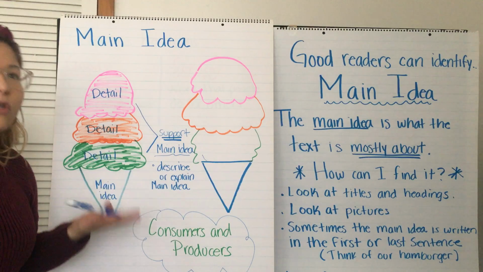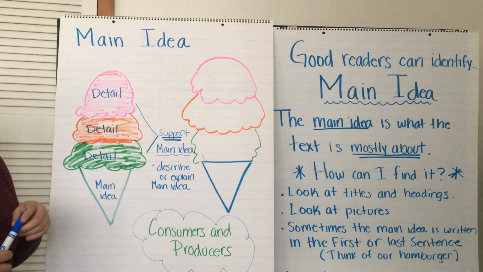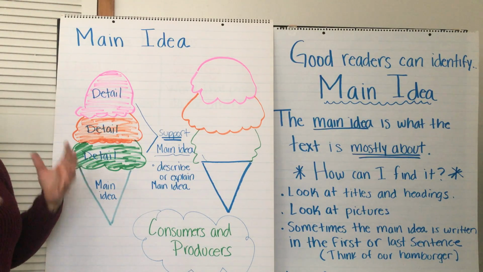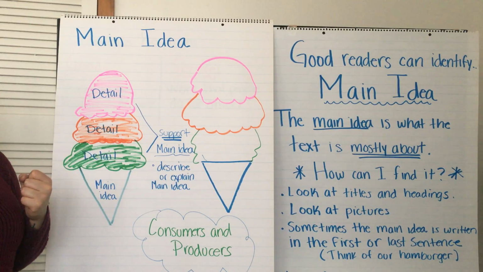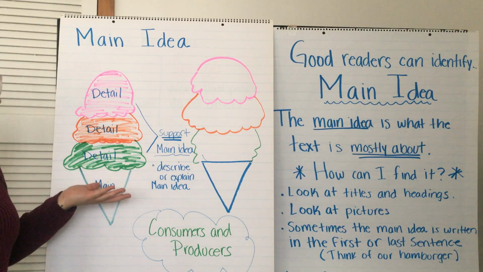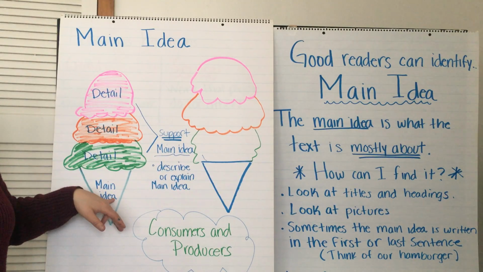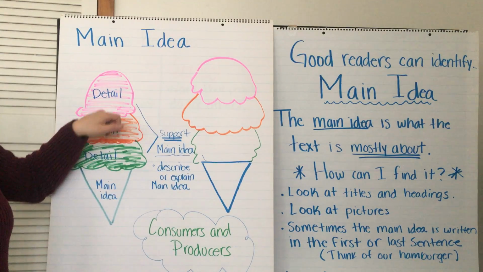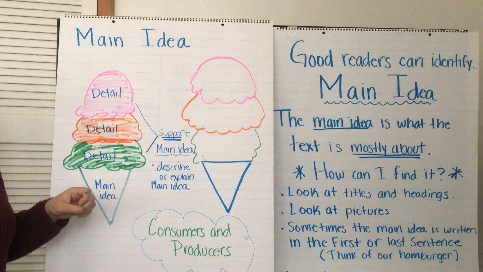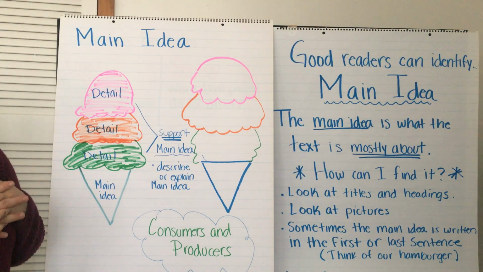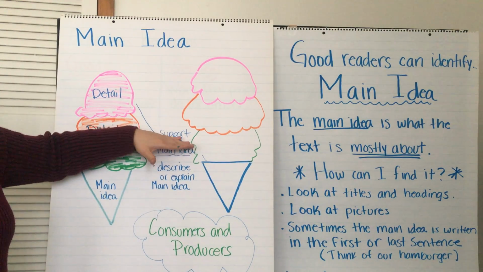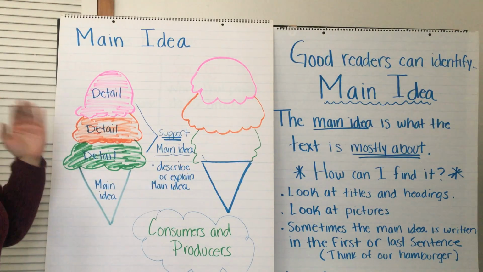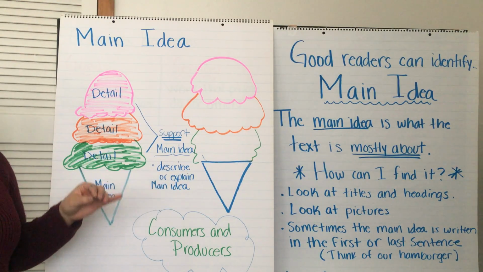Why do I need details? Well, if you're telling someone that your main idea is one thing, you need to support it, right? If I ask you, how do you know that that's your main idea? Well, you're going to say, I came up with all these 3 details from my reading, Miss Aguilera, that tells me that this is my main idea, right? It supports it, okay? And it also describes or explains your main idea.